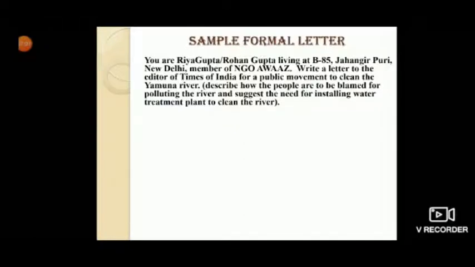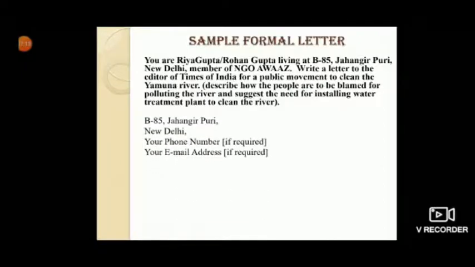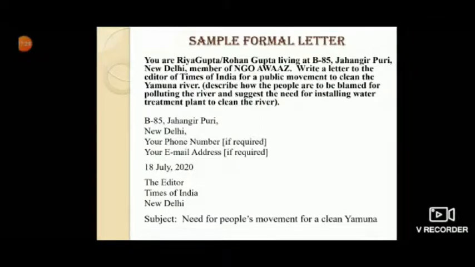And to begin this letter, first we should write the sender's address, which is B85 Jahangir Puri, New Delhi. If required, we can also provide phone number and email. Next, date. Next, receiver's designation and address, which is the editor, Times of India, New Delhi. Next, subject, need for people's movement for a clean Yamuna.